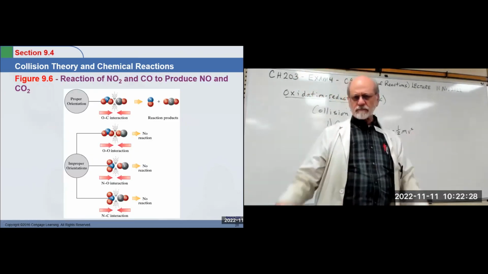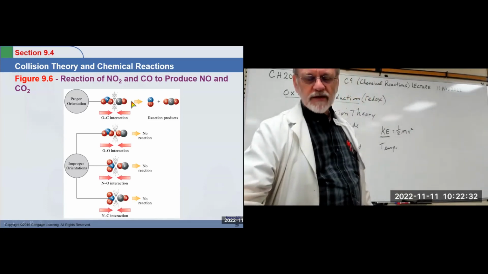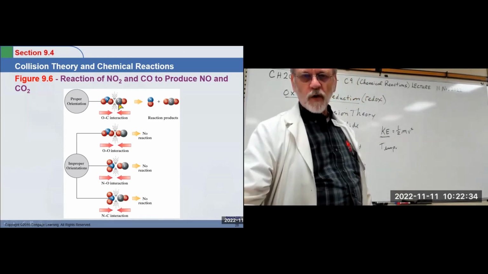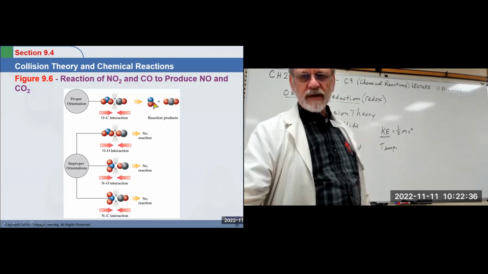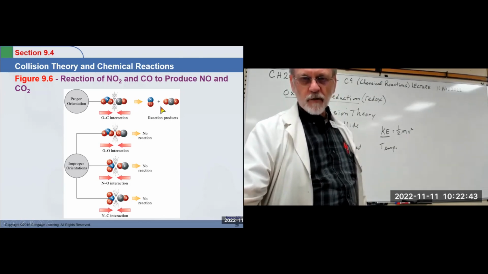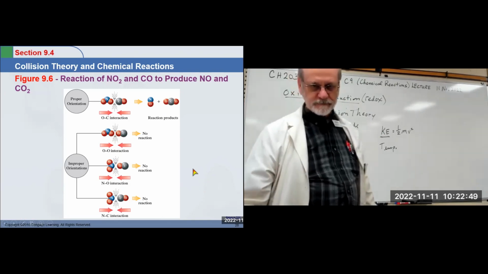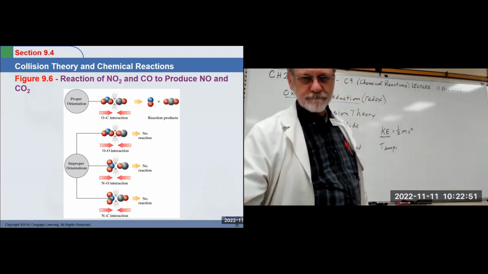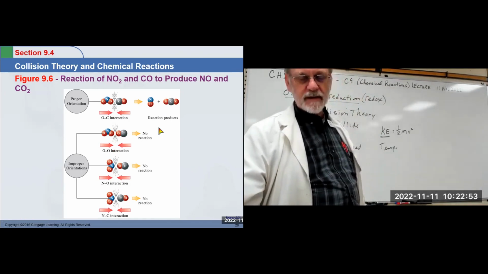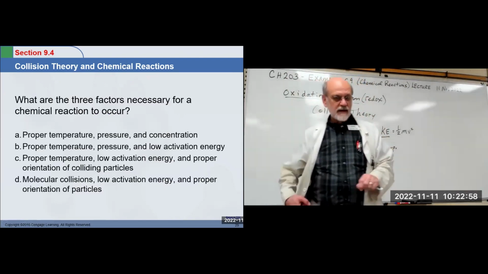So this came out of your textbook. If you have proper orientation, then you form the proper bond to go from NO to CO2 out of NO2 and CO. They're oriented properly to form that bond. These other orientations do not produce a reaction, or at least they don't produce the desired reaction.